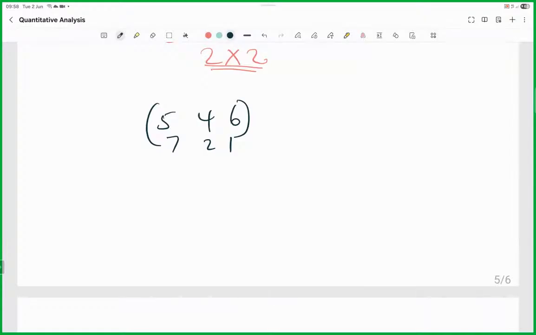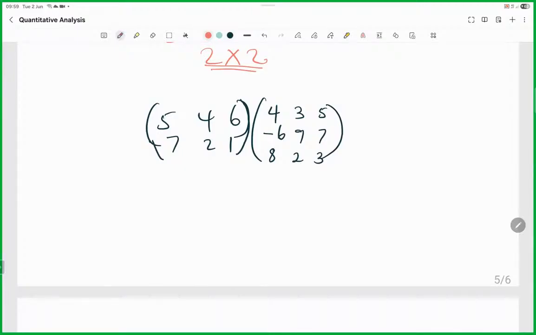5, 4, 6, 7, 2, 1. But in this case, you have to multiply this with 4, negative 6, 8, 3, 9, 2, 5, 7, 3. So long as you're able to remember the concept of, first of all, check the orders.